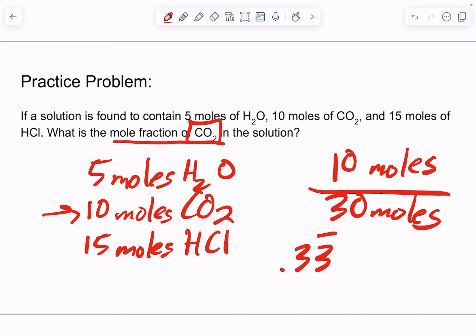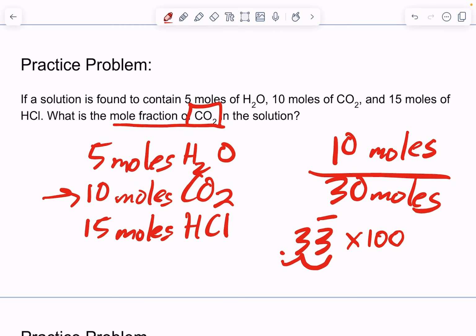Okay, let's say it's a multiple choice question. You're not seeing any 0.33s. Well, most likely that means they took it and turned it into a percent. Okay, in order to do that, you just multiply by 100, or you move the decimal spot 2 spots to the right. So this mole fraction would be 33% if it's in a percent answer, or 0.33 if it's in a decimal answer.